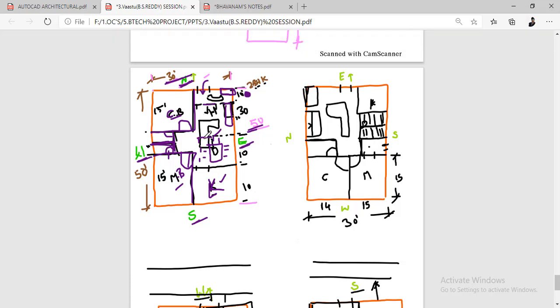So that will depend upon the site conditions and some client requirements. So this is how we can draw the north facing house.